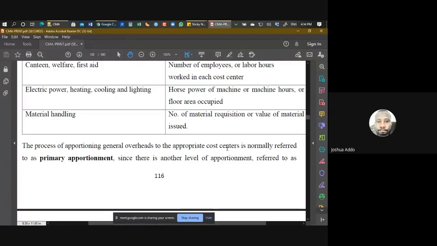Horsepower of machine, or machine hours, or floor area occupied. So it's arranged in order of fairness. Horsepower, if it is there, is the most realistic basis. If that is not there, we have machine hours. The assumption is that the more the machine is powered on, the more electric cost, heating cost, cooling cost, whatever, it generates. If this is also not there, we can use floor area. So you have to always look at how fair the basis is.